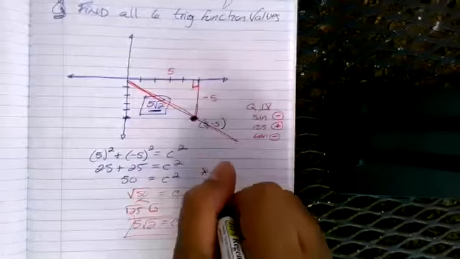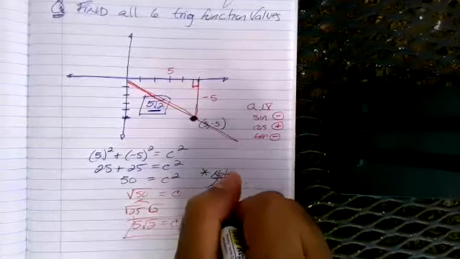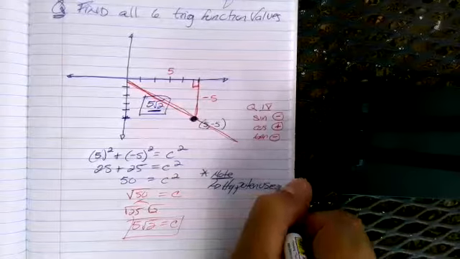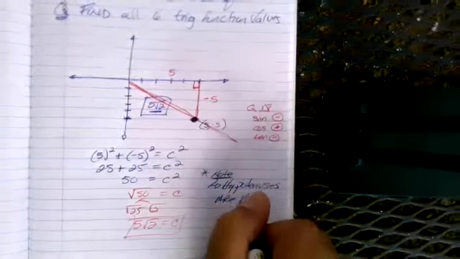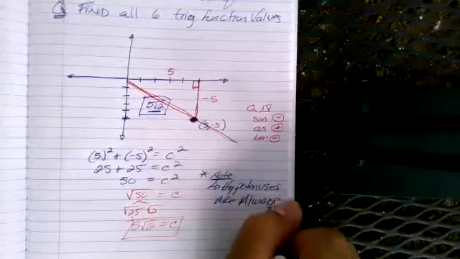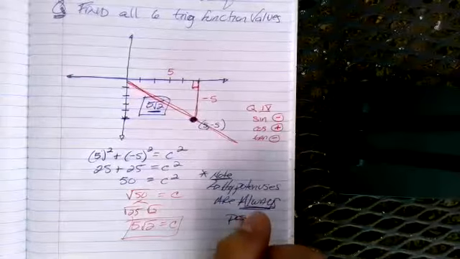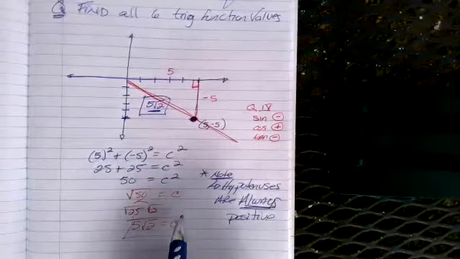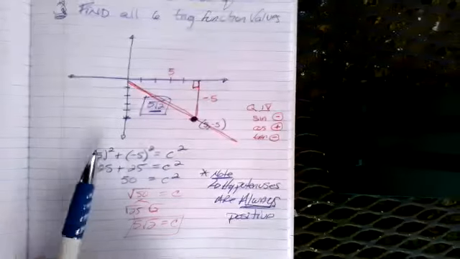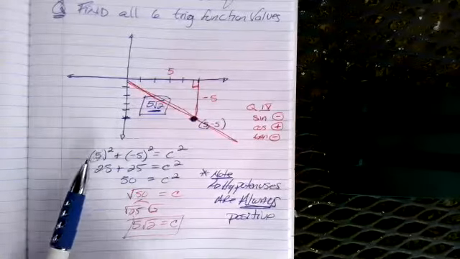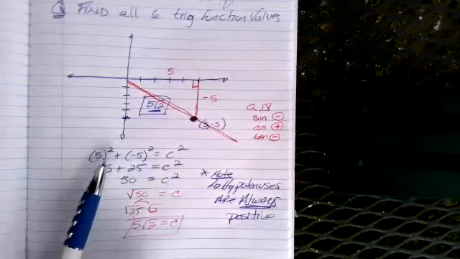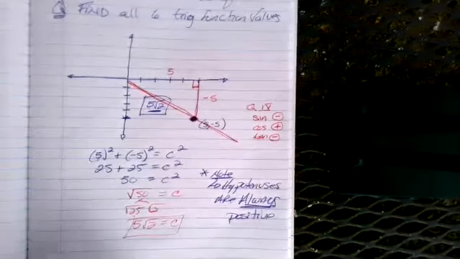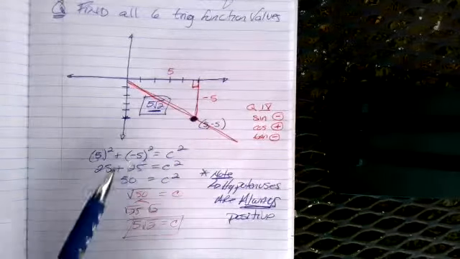Note, hypotenuses are always positive. They're always positive because a hypotenuse is always the result of the square of the sides, right? The square of the legs. So if it's the result of the square of the legs of the triangle, the hypotenuse always has to be positive. So now we have all 3 sides of this triangle.